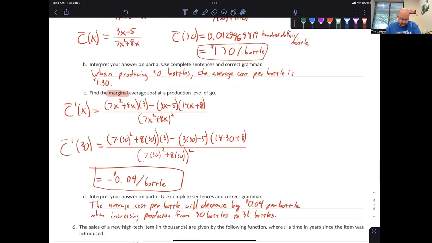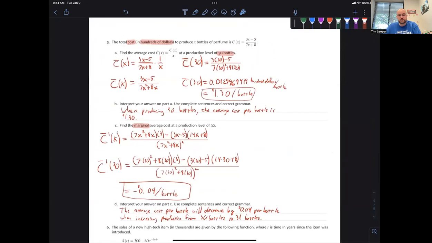In other words, C bar of 31 should be approximately 1.26 because this is going to decrease by 4 cents basically. Good deal. And there we go. That is question 5. Have fun.